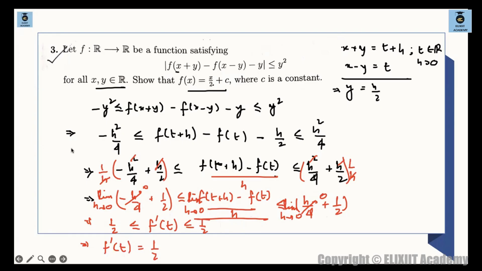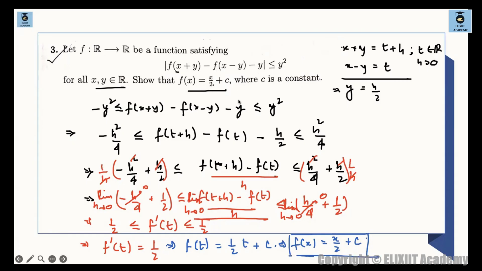So once you have found out what is f dash of t, we can find what is f of t. What is f of t? Integrate this on both the sides. Integrating on both the sides, we get f of t to be half t plus c. And that's what they have asked to prove. Show that f of x is x by 2 plus c. So you just simply change the variable, f of x will be x by 2 plus c, where c is just a constant. Okay, that's what they have asked to prove.